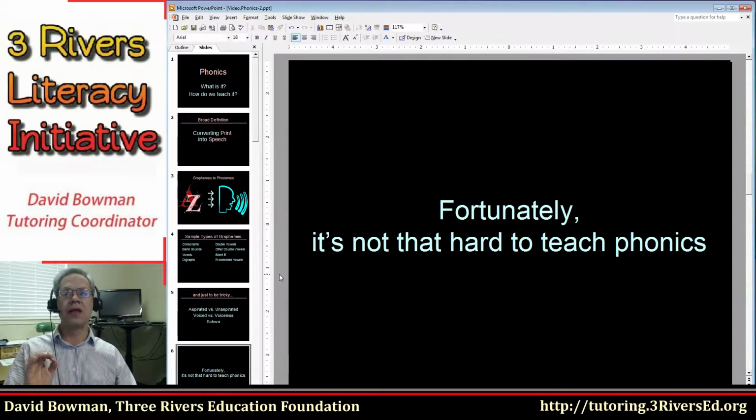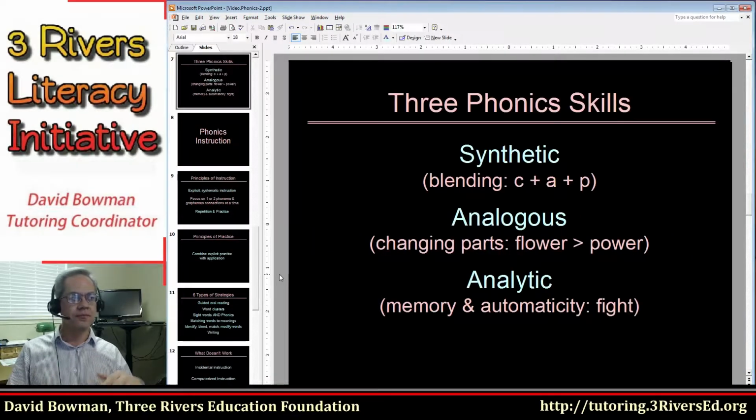But fortunately, the actual instruction in phonics is not really all that complicated if we understand the three major phonics skills that students need to learn. The first type we call synthetic phonics, where letters and letter combinations have specific sounds, so we can sound them out individually and then blend them together to make a word. Like in cap, we have three letters. Each of those letters has its own sound relationship. We can produce the sounds, put them together, and now we've got cap. So that's synthetic. We are synthesizing the sounds into words.